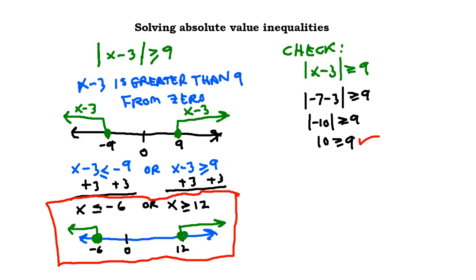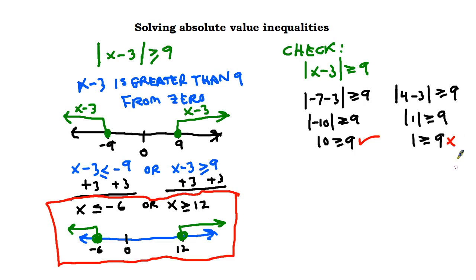I'm going to check a value that should not be a solution. None of these numbers between -6 and 12 should be solutions. They're not anywhere where green lines are at. So I'm going to try the number 4. Let's put 4 in instead of x. So the absolute value of 4 minus 3 is greater than or equal to 9. That's the absolute value of 1 is greater than or equal to 9, and that's 1 is greater than or equal to 9, and that is not true.